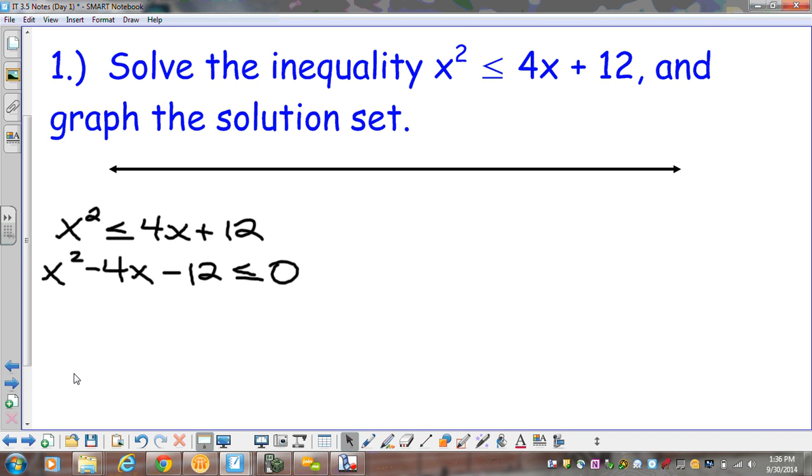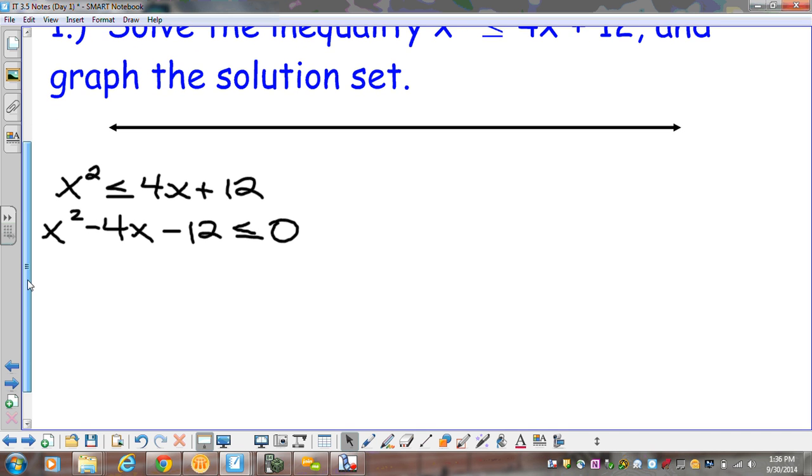Once I get it to this point where it's a quadratic, I can just treat it as an equation when I solve it. For this, you can factor it, you can use the quadratic formula, you can complete the square, anything like that. This one is probably easiest to factor. What are two numbers that multiply to be -12 but add to be -4? -6 and +2. So right there, guys, -6 times 2 is -12. When you add those, you get -4. So those are my two values.